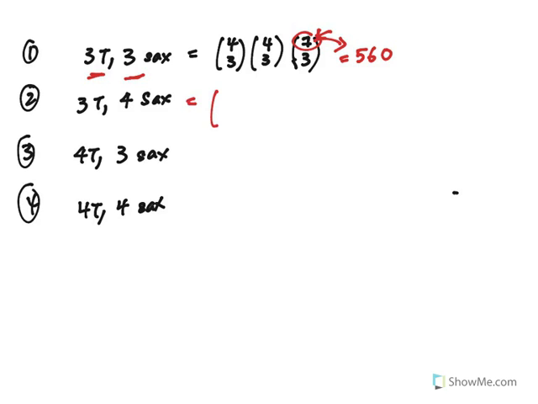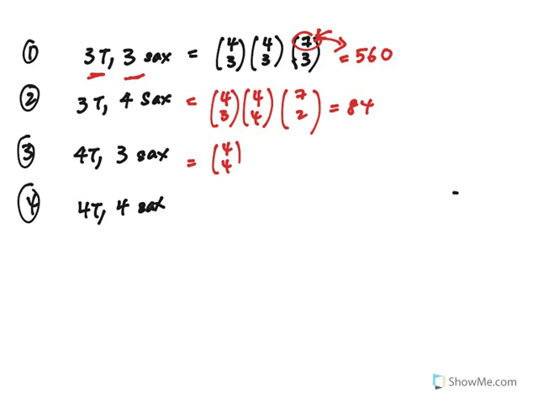Okay, here again, for 3 trumpet and 4 saxophone: 4 choose 3, 4 trumpet I choose 3, 4 saxophone I choose 4. I'm left with 7 people. I just need 2, right? Because I've already chosen 7. Answer will be 84.